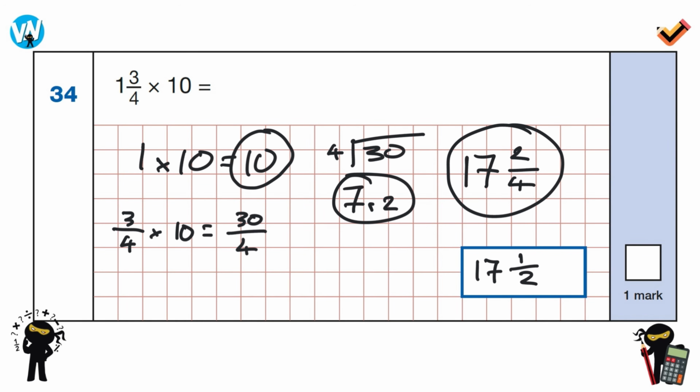So 17 and a half would be our answer. 17 and 2 over 4 would have been fine. I've just changed that into a half because it is a half. All right, so very simple, very straightforward. Whole number, fraction, the remainder just becomes the new numerator. Very simple.